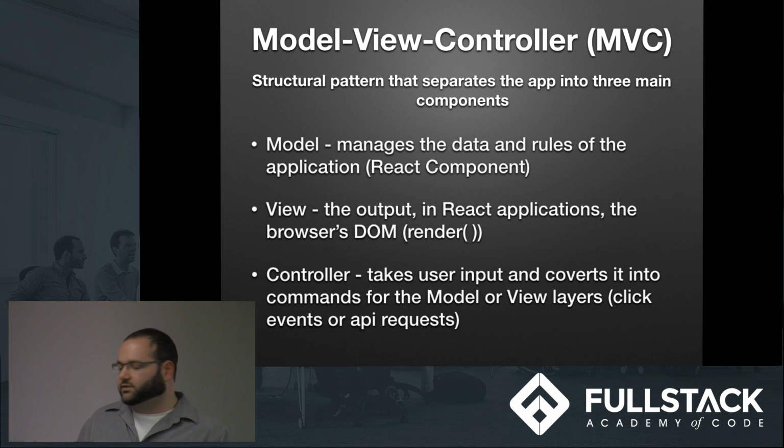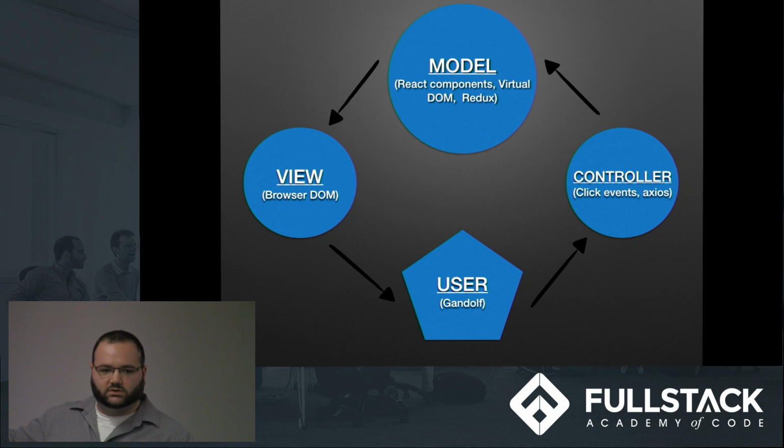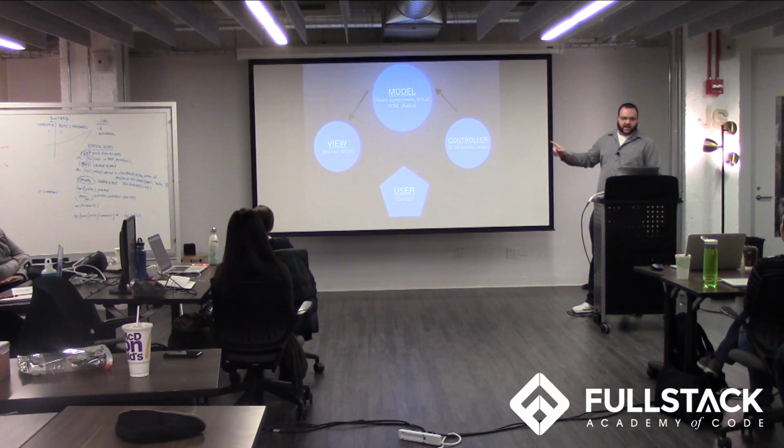The view is what the user sees that ends up getting put out on the browser's DOM, controlled by the render function in your components. And the controller is what receives input from the user. So it'd be click events or API requests might also modify your model. So that's just a little view there of what's going on. They're all just kind of going in a circle right there. So sometimes in some MVC setups, the controller can also modify the browser DOM directly. React is set up so that doesn't happen.